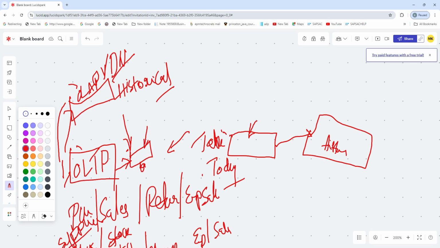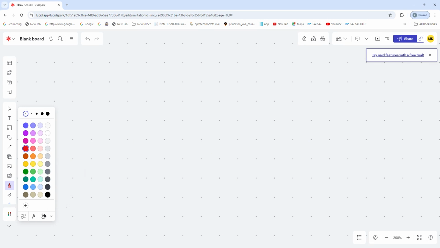Okay, now let us understand the OLAP system. This is what our focus is on, right? Data warehouse. This is our focus. As I said, there is an OLTP system also, which is the online transaction processing system.